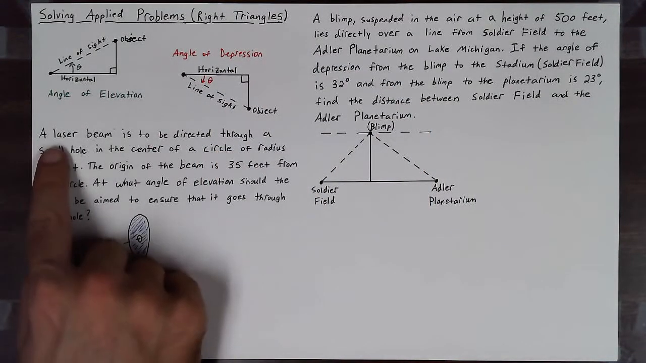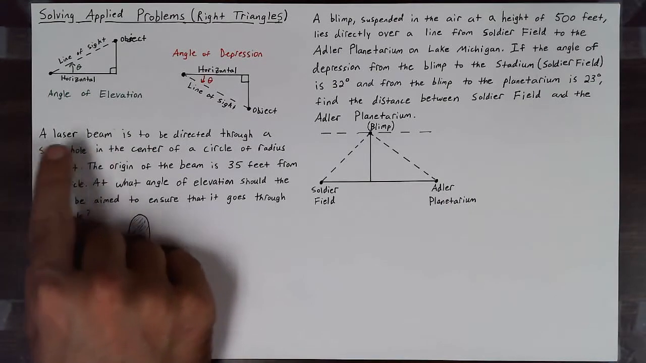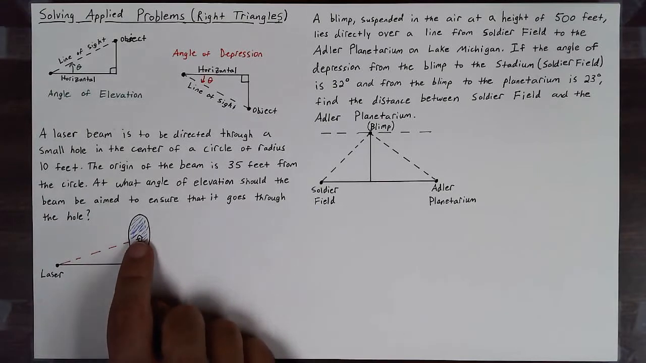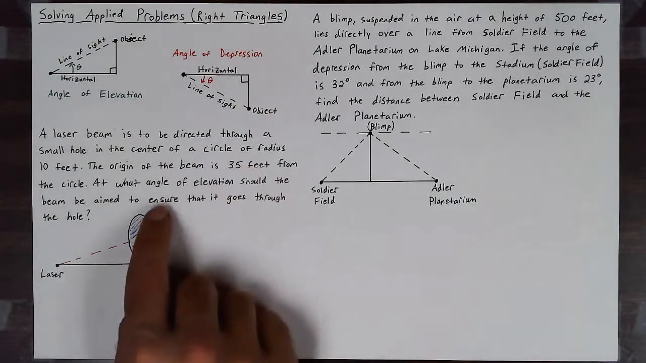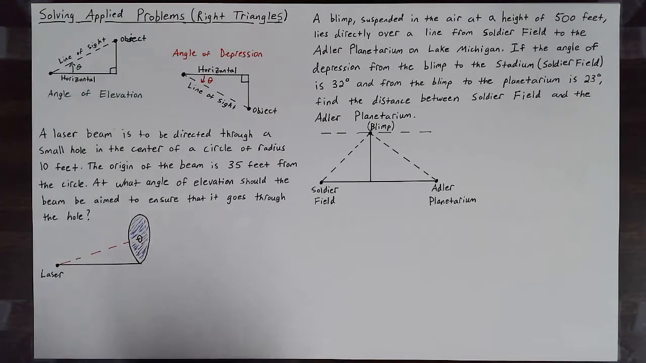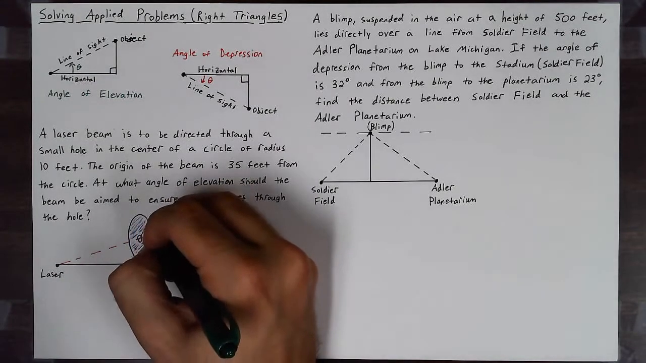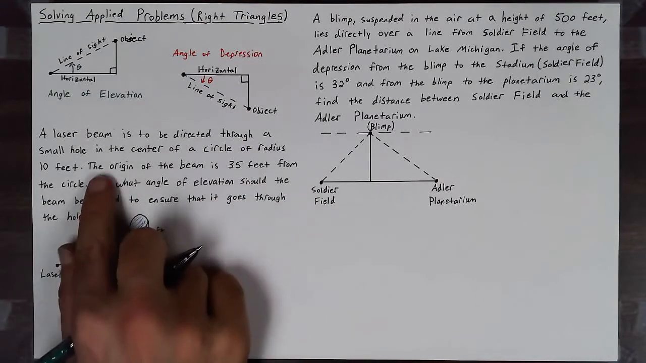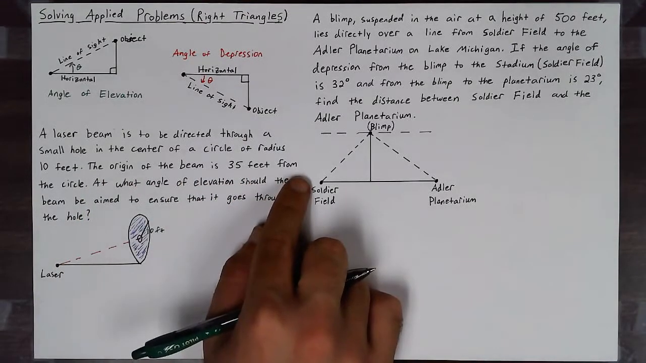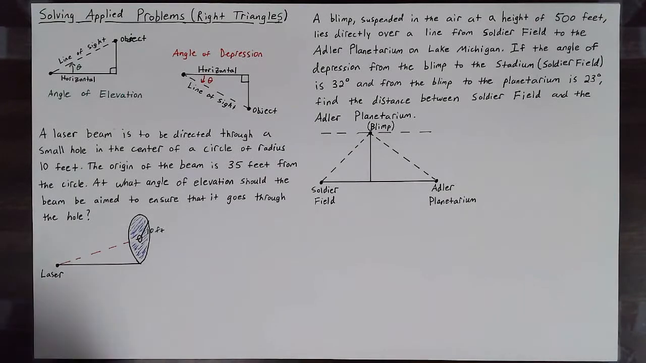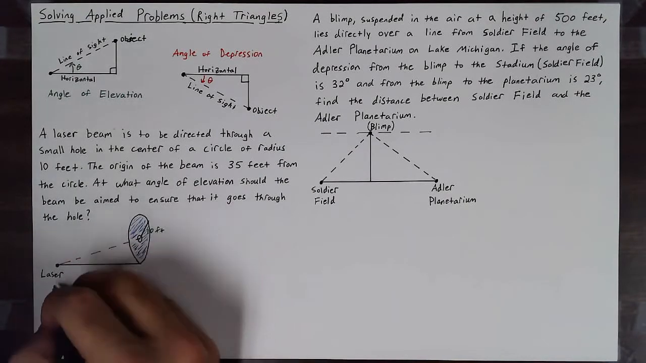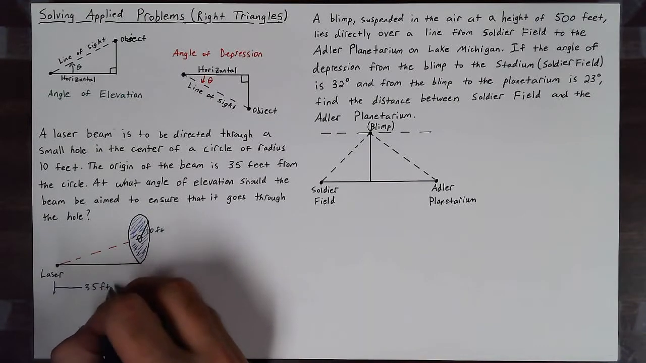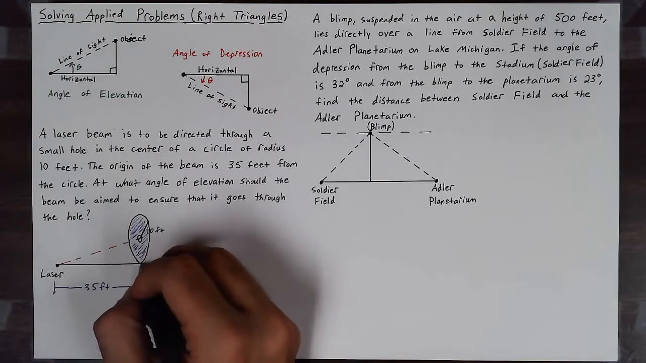Now, here we have a laser beam. This is the first example. A laser beam is to be directed through a small hole in the center of a circle that is of radius 10 feet. So the circle has a radius of 10 feet, and the origin of the beam is 35 feet from the circle. So this laser is 35 feet from the circle.